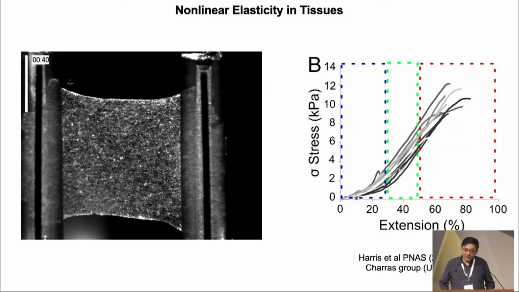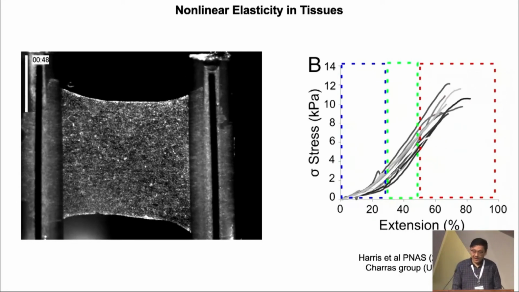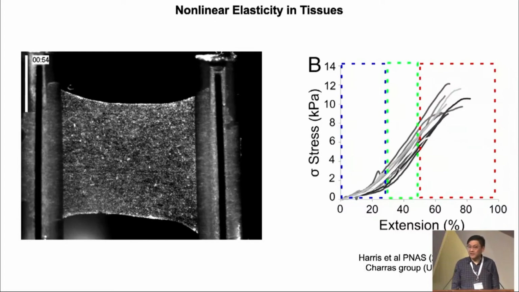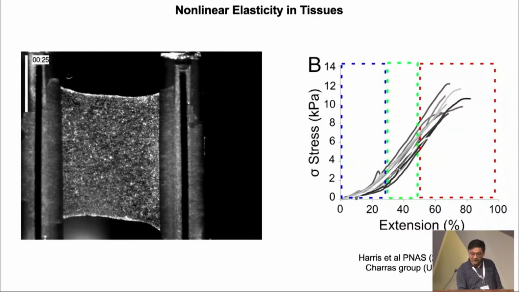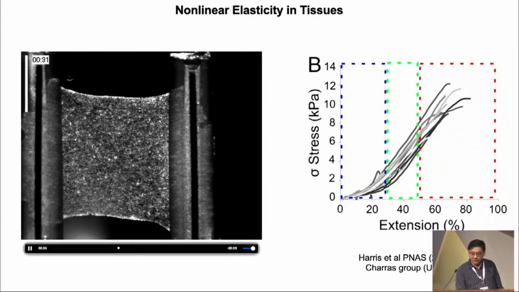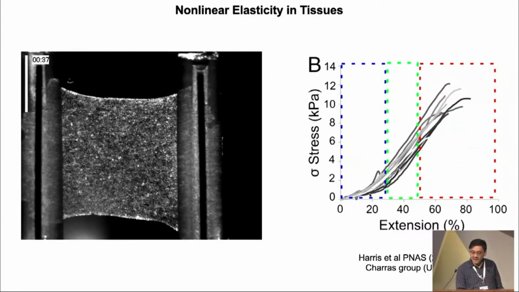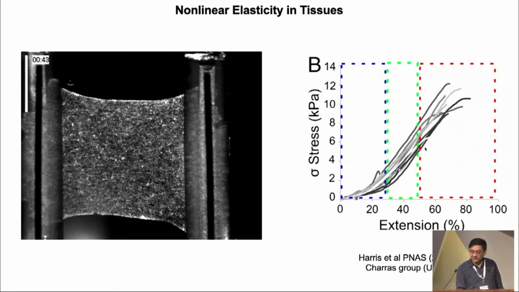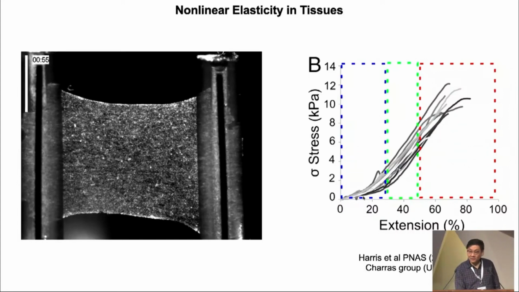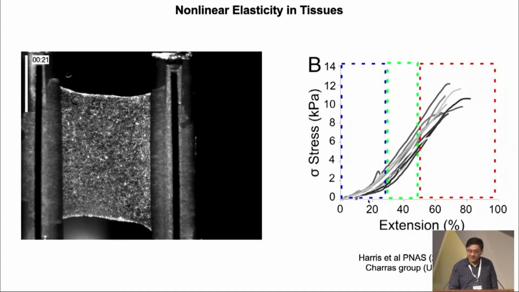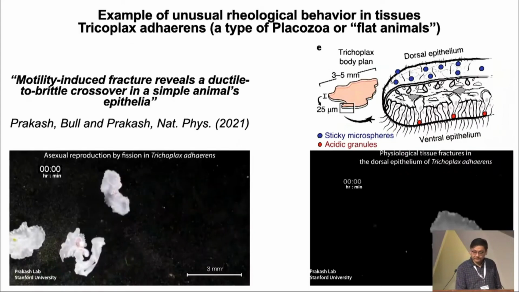This is work from the group of Guillaume Charras at UCL, where they essentially measure the stress versus strain response. And one thing you can already see is that there's quite a bit of nonlinearity in the response, where the stress does not go as a linear function of strain, it actually bends. So you cannot simply describe this as a Hookean solid.